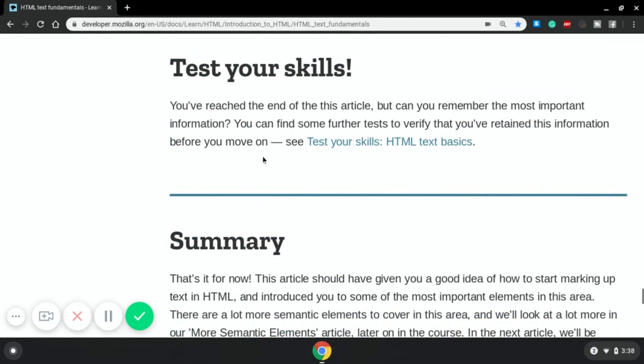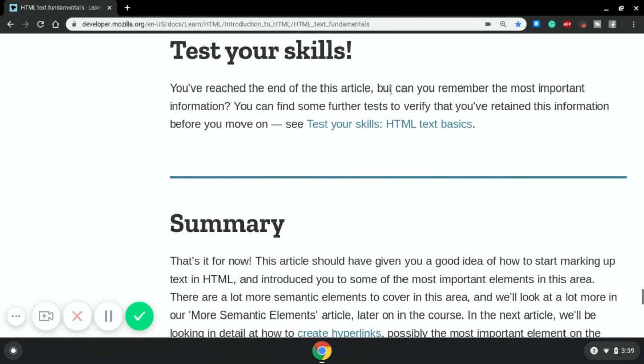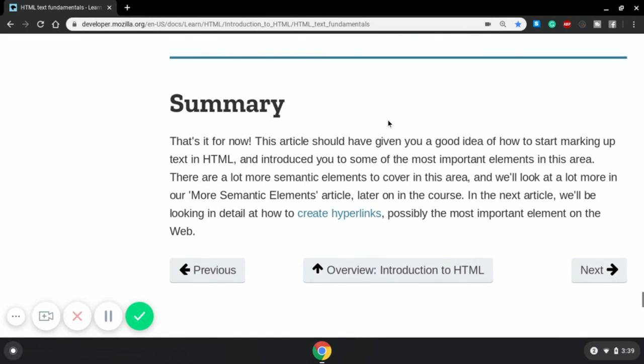Test your skills. You've reached the end of this article, but can you remember the most important information? You can find some further tests to verify that you've retained the information before you move on. That's it for now. This article has given you a good idea how to start marking up text in HTML, looking at some of the most important elements in this area. There are a lot of semantic elements to cover in this area. We'll look at more in our More Semantic Elements article later on in the course.